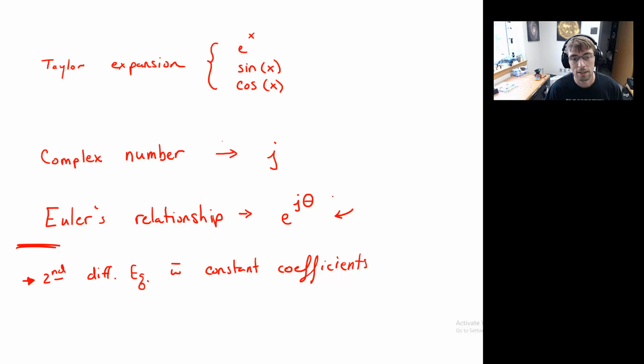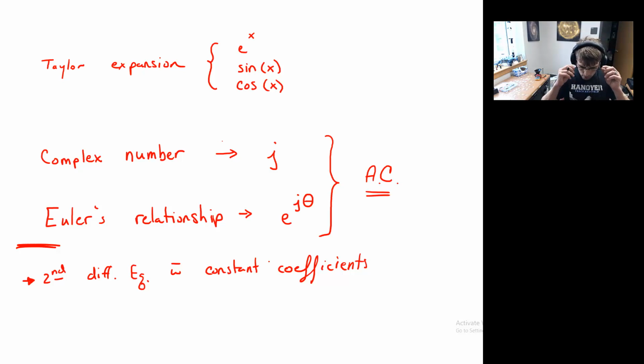Okay, and in fact, we'll be using this complex number and the Euler relationship for what we call AC circuitry, alternating current. Okay. These two ideas will make it very easy for us to treat more complicated circuits. So stay tuned. Okay, so let's get at it.